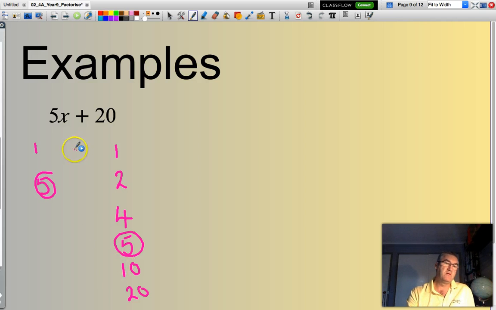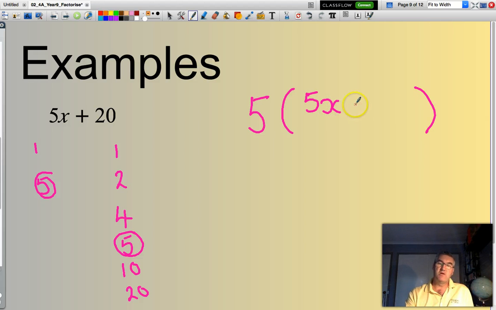Highest common factor. What about this x? Well, I've only got an x on this side. I don't have any x's over there. So that's all I can work with is the 5. So on this side over here, 5. And inside there, I put my original equation, 5x plus 20. Now, I just need to divide both sides by 5.